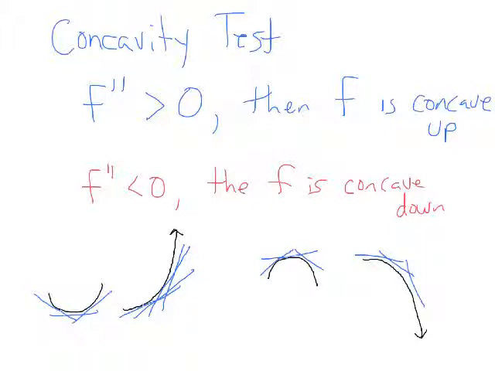So that's the concavity test. So the second derivative will tell us whether we're concave up or concave down. And the point in which we switch from concave down to concave up, that's called a point of inflection. Inflection.